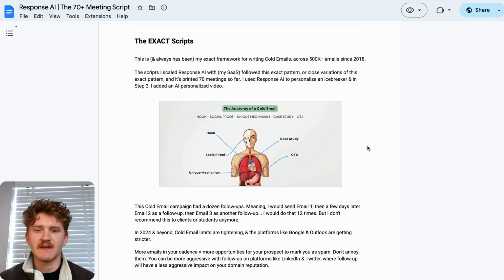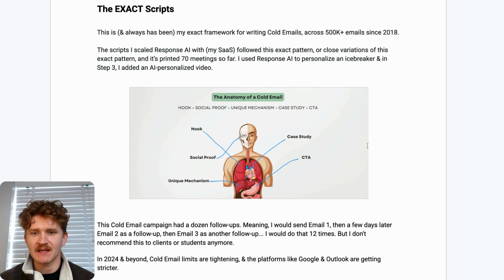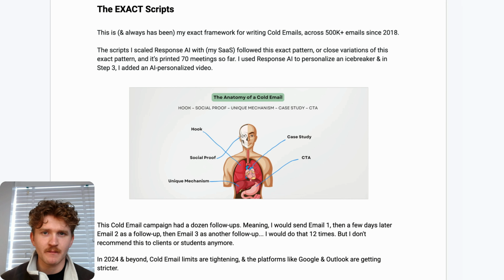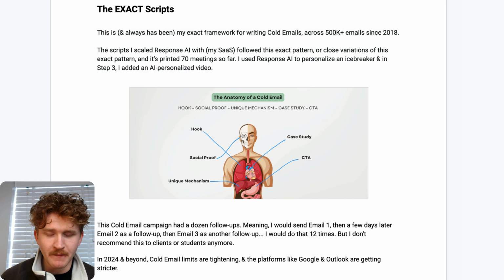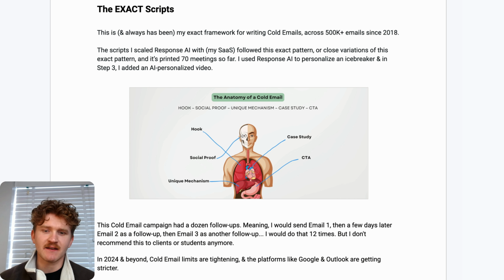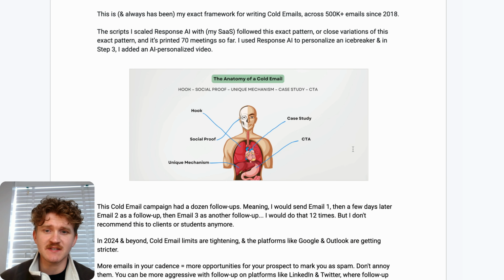Now, in general, the anatomy of a good cold email is a hook, a social proof piece, unique mechanism, case study, and then call to action, right? So let's just say that the hook is the very first thing in the email that we are going to be showing the prospect. The hook has to be something extremely enticing and something that catches their attention, just like a TikTok would. Social proof is just telling the prospect that you have worked with similar people to them.